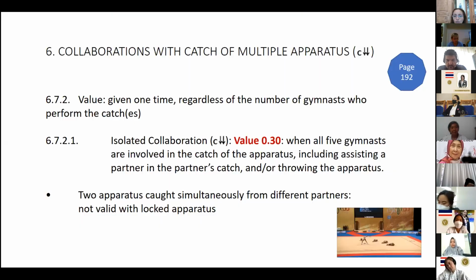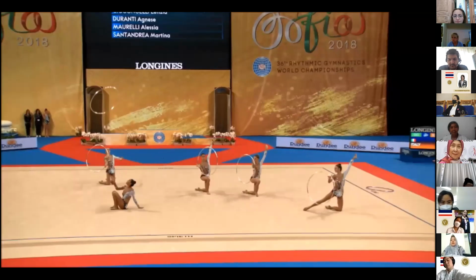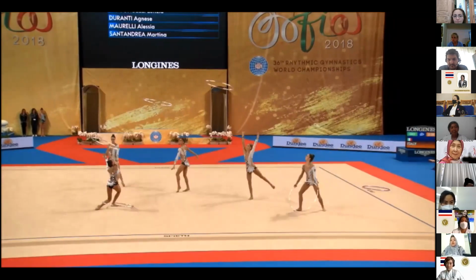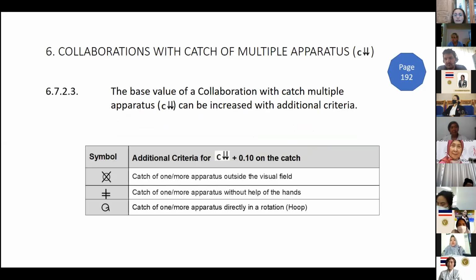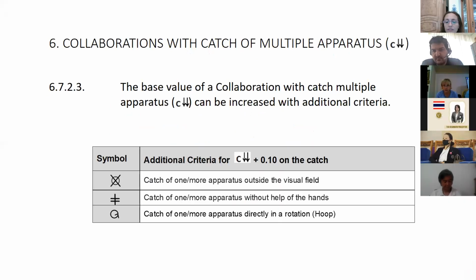This is catch of multiple apparatus. The value, if isolated, is 0.3. We increase this catch by additional values: outside visual without hands, and catch of one or more apparatus directly in rotation for the hoop, also plus 0.1 for the catch.